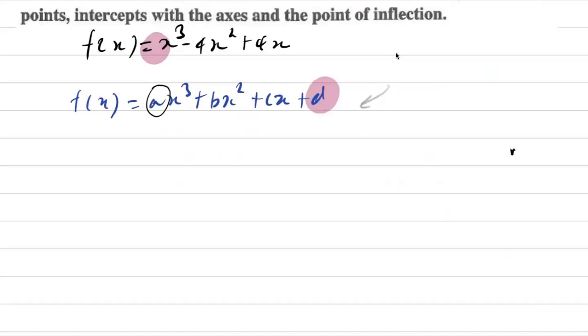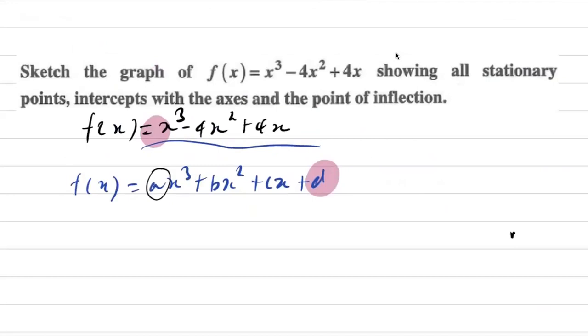All right, so the first thing, we'll take that function and sketch it. They want us to sketch the function, which is f of x equals x to the power 3 minus 4x squared plus 4x. The constant is 0, so the graph will cut the y-axis at 0. So we already know that. Now show all the stationary points.